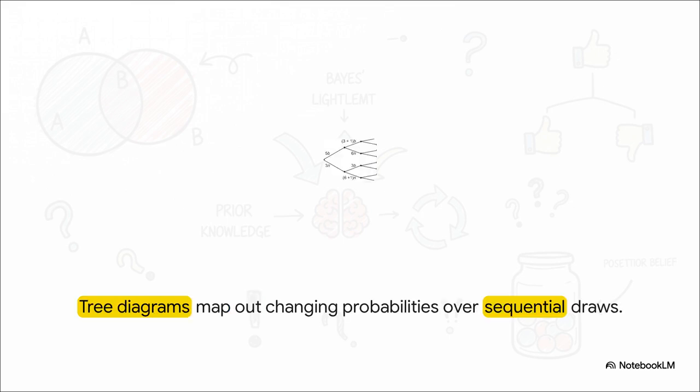To really master this concept, let's walk through the classic urns and colored spheres example. Imagine drawing colored spheres from a sequence of bags, physically moving them from one to the next.